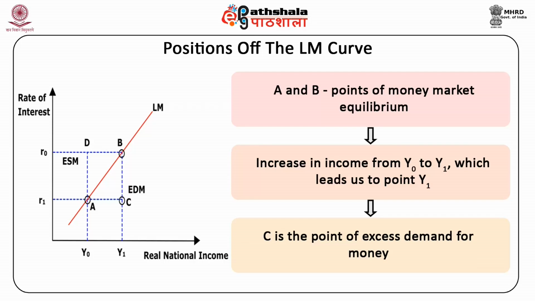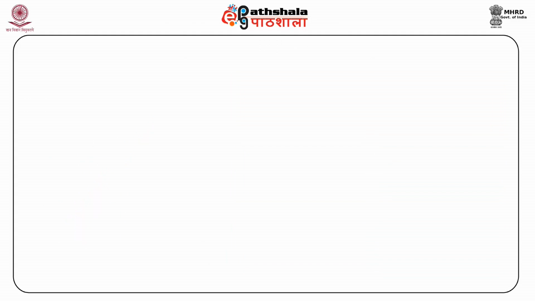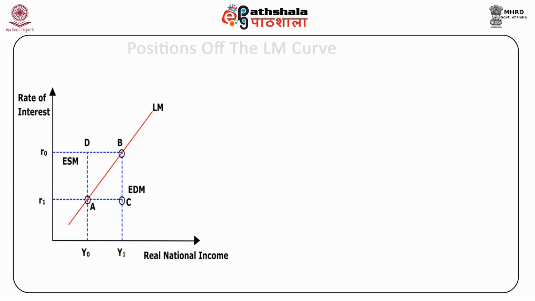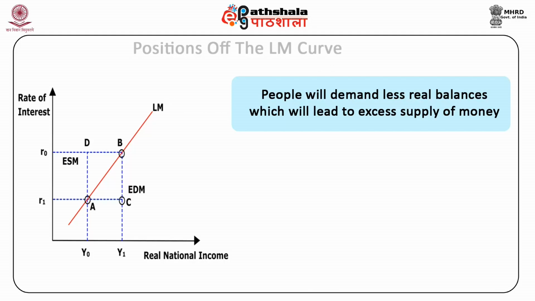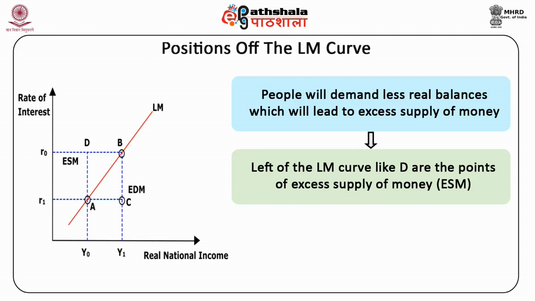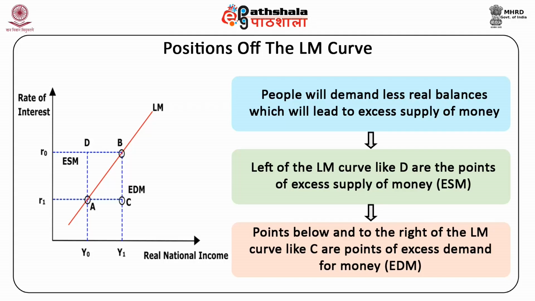Similarly, if we are initially at point B on the LM curve and the income level falls to Y0, then at the same interest rate R0, people will demand less real balances, which will lead to excess supply of money. Thus, point D represents the excess supply of money in the money market. This implies that all points above and to the left of the LM curve like D are points of excess supply of money, ESM, and all points below and to the right of the LM curve like C are points of excess demand for money.